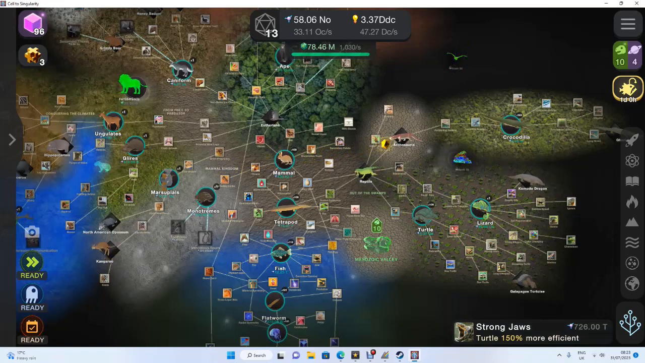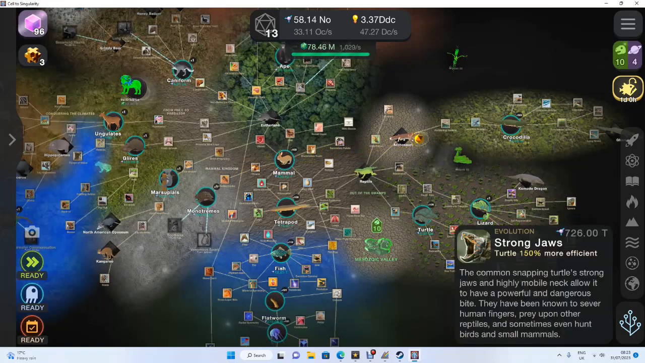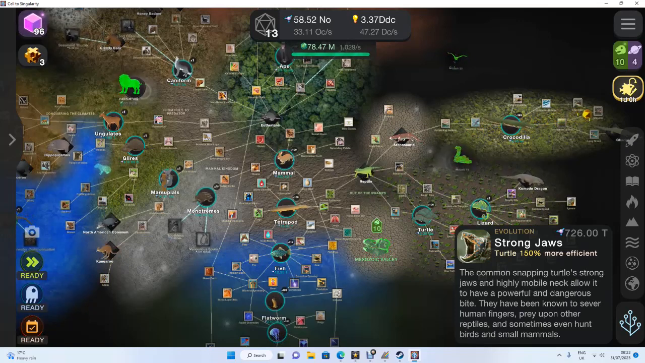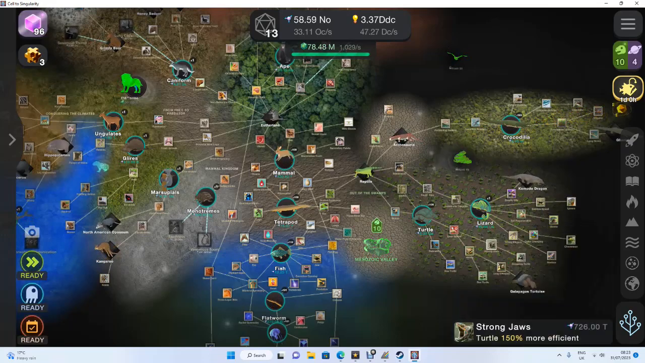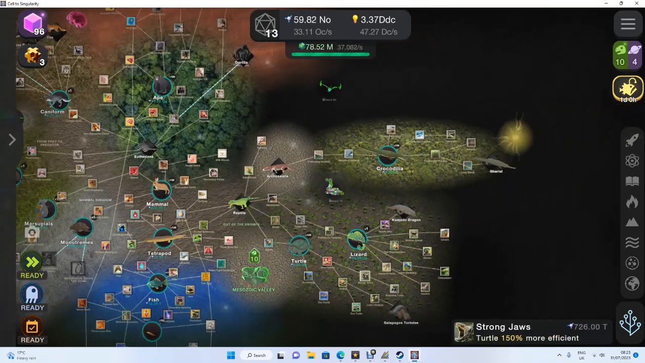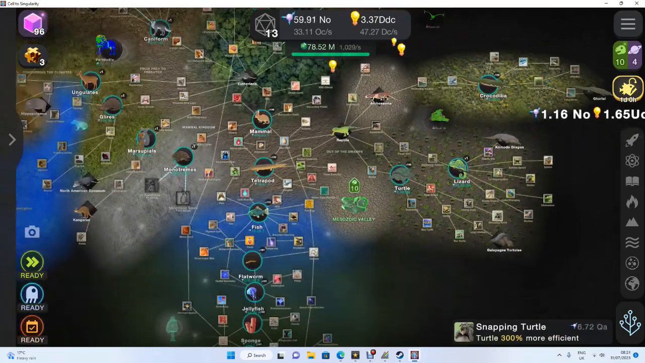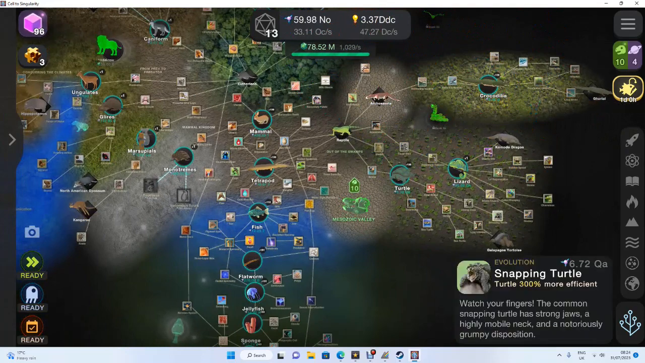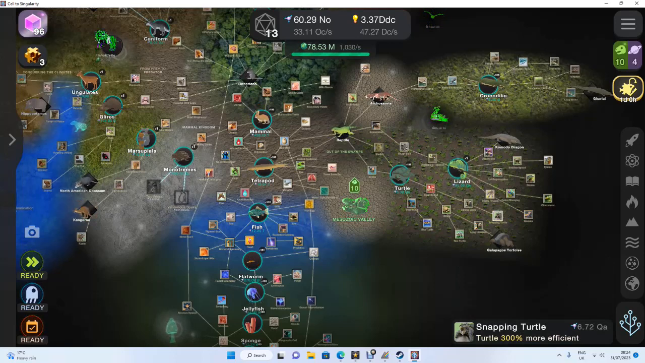Strong jaws. The common snapping turtle's strong jaws and highly mobile neck allow it to have a powerful and dangerous bite. They have been known to sever human fingers, prey upon other reptiles, and sometimes even hunt birds and small mammals. Okay. Snapping turtle. Watch your fingers. The common snapping turtle has strong jaws, a highly mobile neck, and a notorious grumpy disposition.